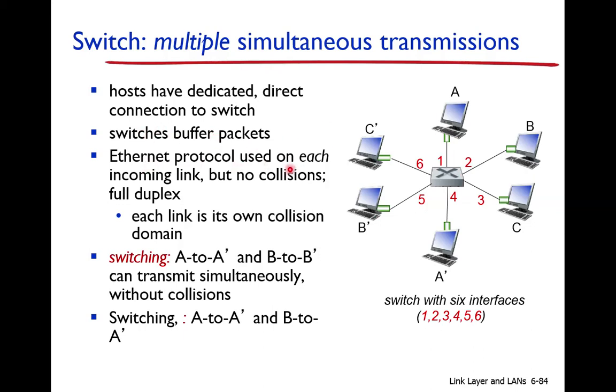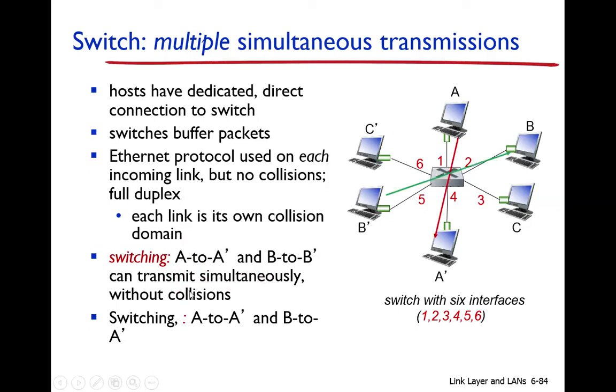The Ethernet protocol is used on each incoming link, but there is no collision. Why? Because this link is full duplex, so the switch can both send and receive data at the same time. Each link has its own collision domain. This link is a collision domain. So basically the collision domain is reduced. A can send to A dash, B can send to B dash, C can send to C dash. But A and B cannot send at the same time to A dash, because here it will cause collision. Switching A to A dash and B to B dash can transmit simultaneously without any collision.